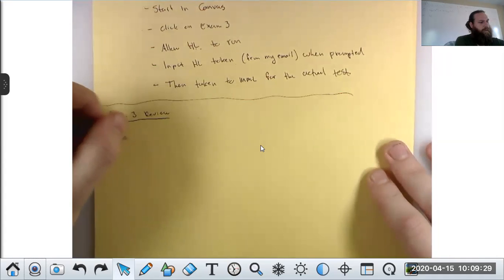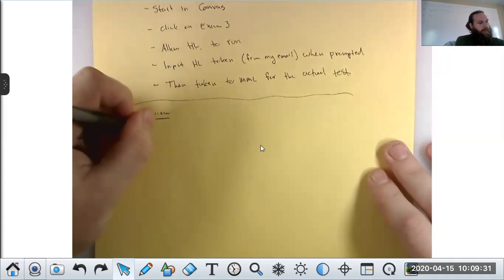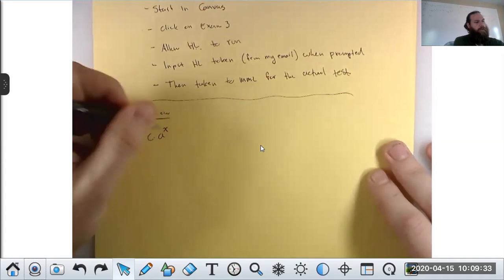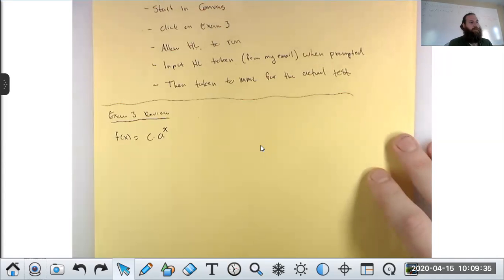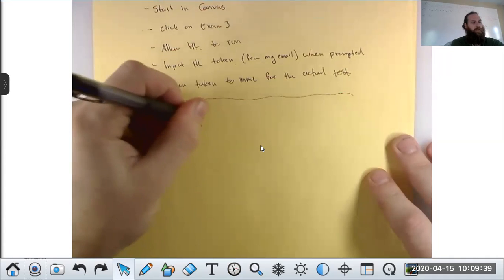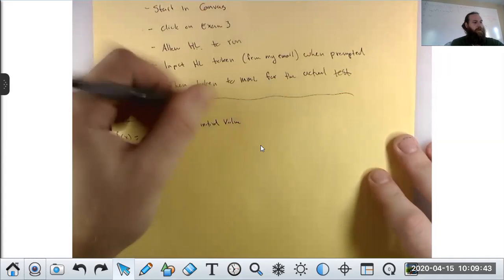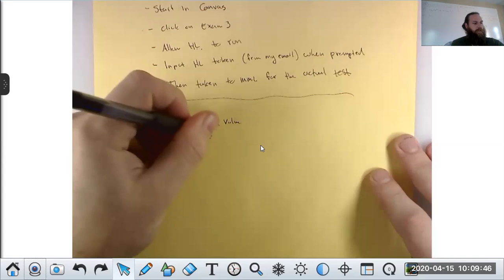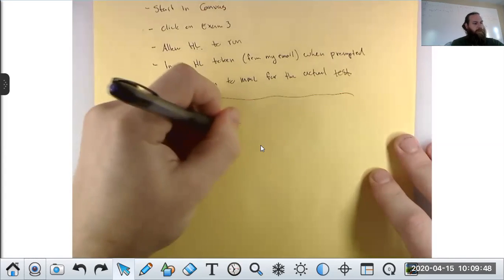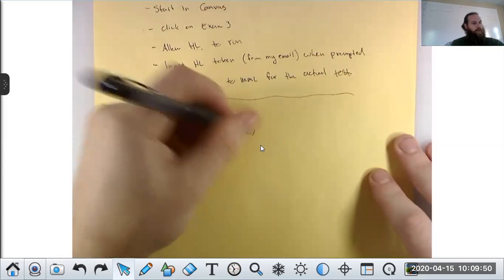So you've got the definition of an exponential function. It's one constant times another constant raised to your variable. Here, c is the initial value, and a is called the base, also sometimes called the growth or decay factor.